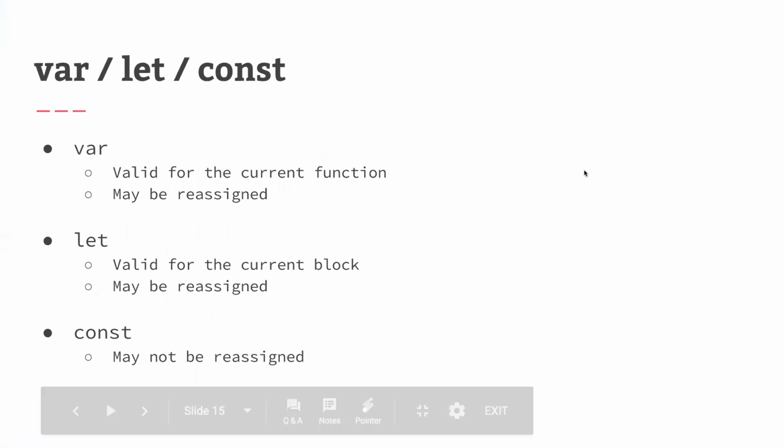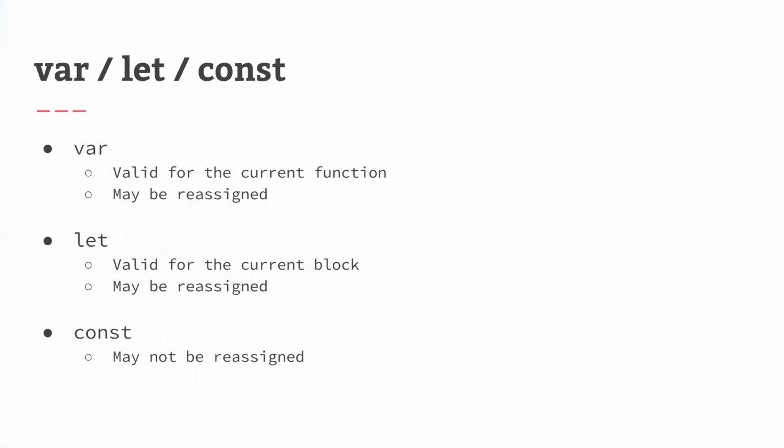Var, let, and const. So var and let define scope, and const doesn't really define scope. It just can't be reassigned. So var means it's valid for the current function and any functions contained in the current function. When we're talking about scope, scope is kind of like bubbles, and anything contained within that bubble will inherit the scope.